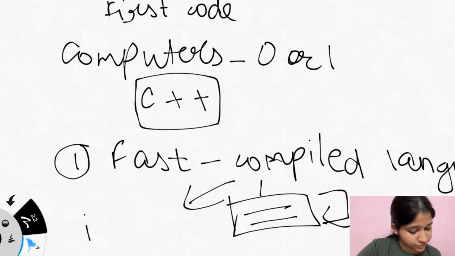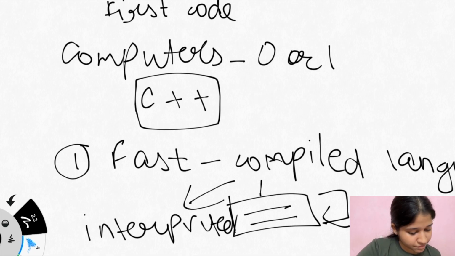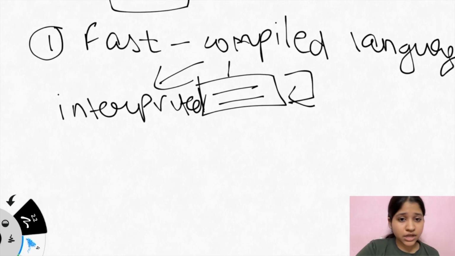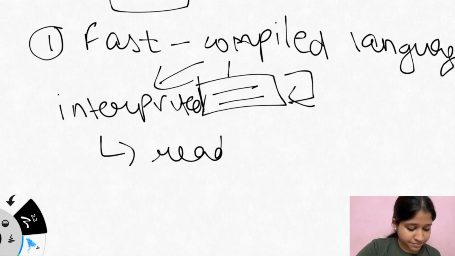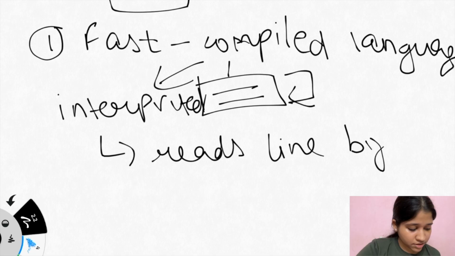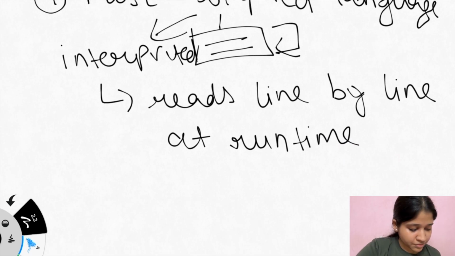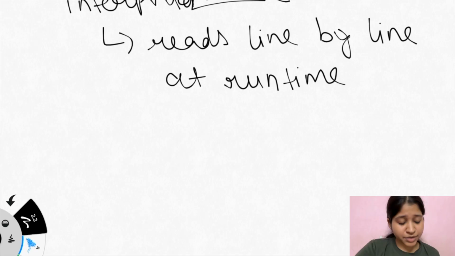And the other type of languages are interpreted. So what are interpreted languages? Interpreted languages are those which read line by line, at runtime. So this is the first feature of C++.